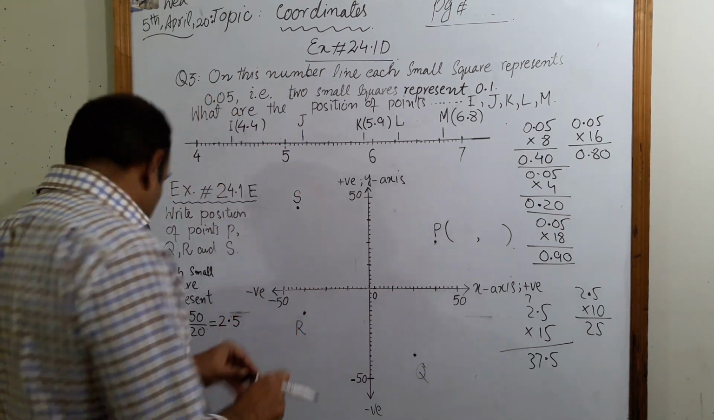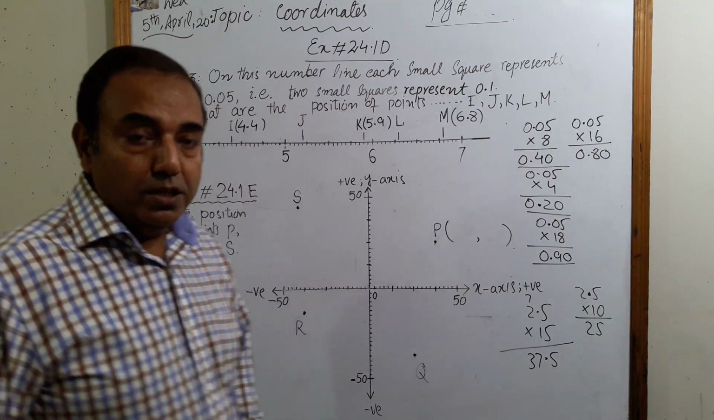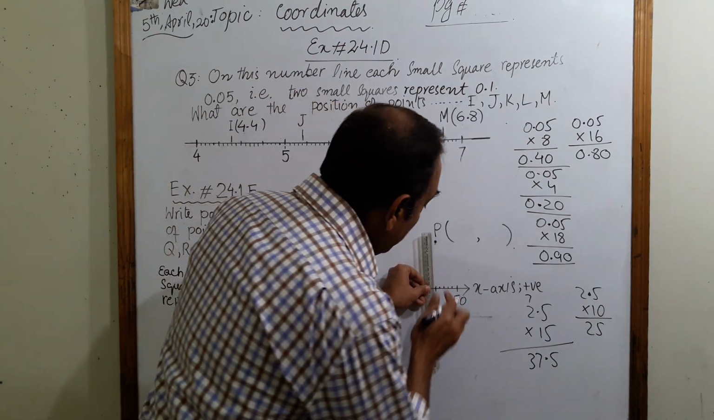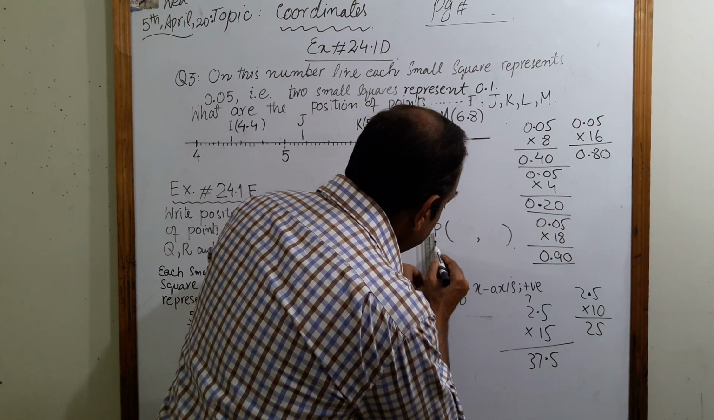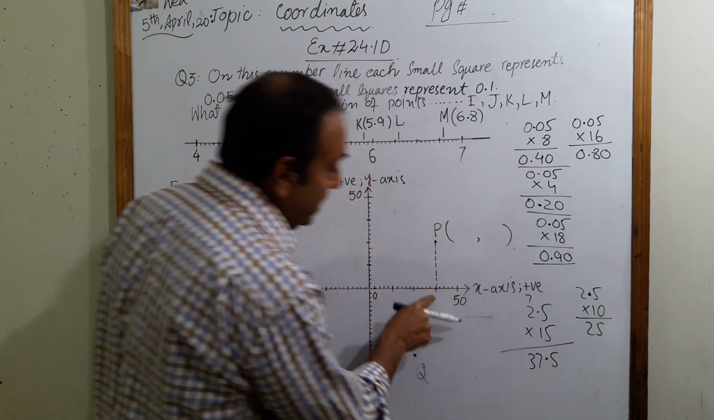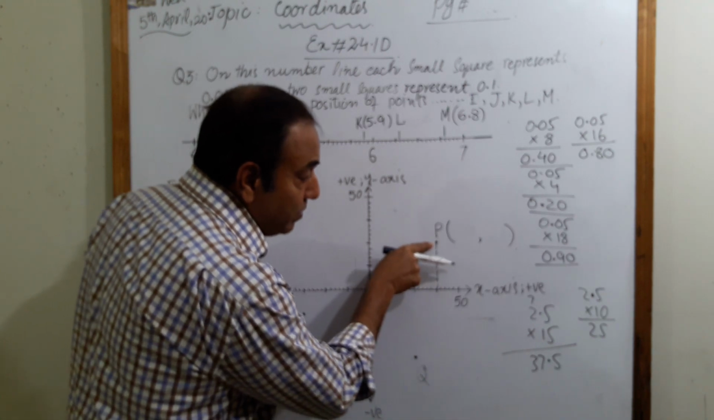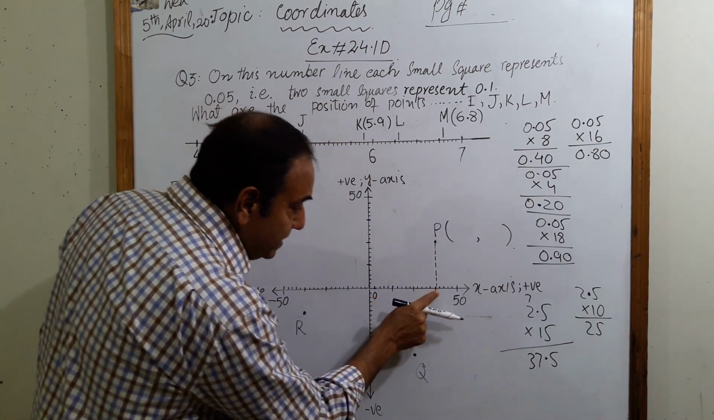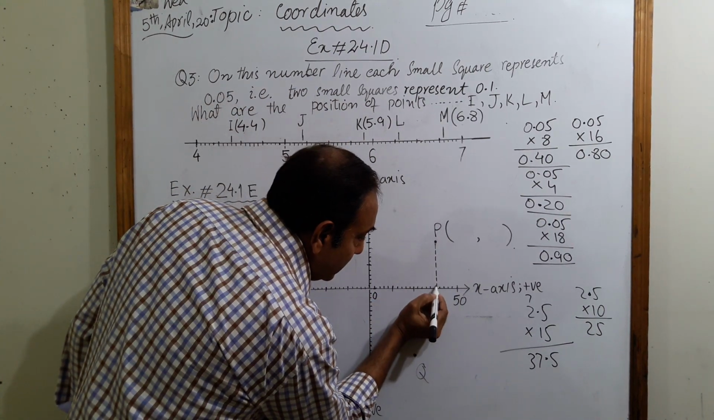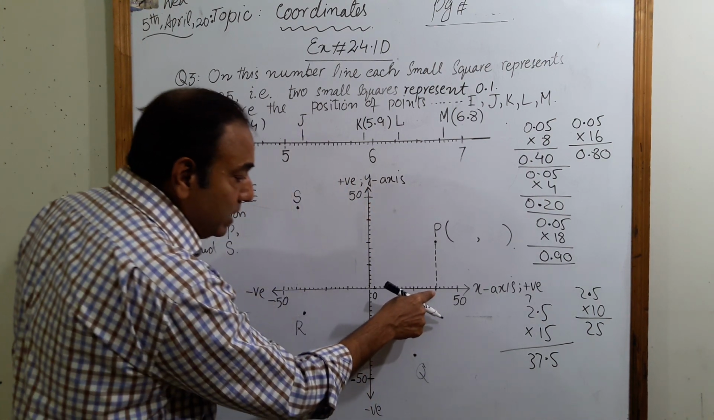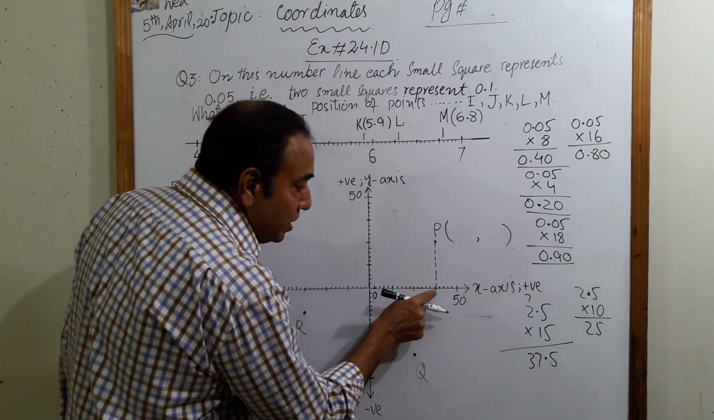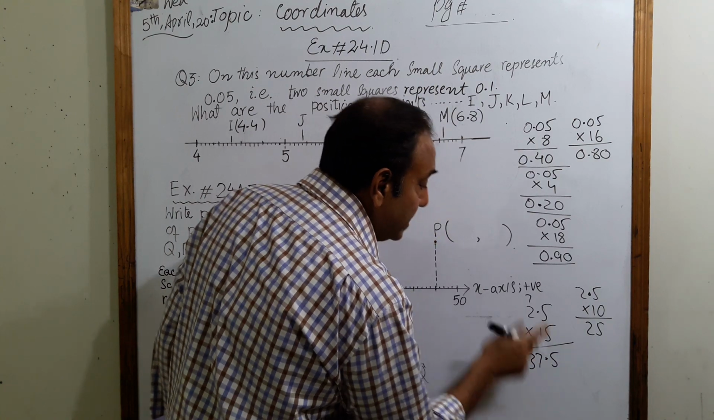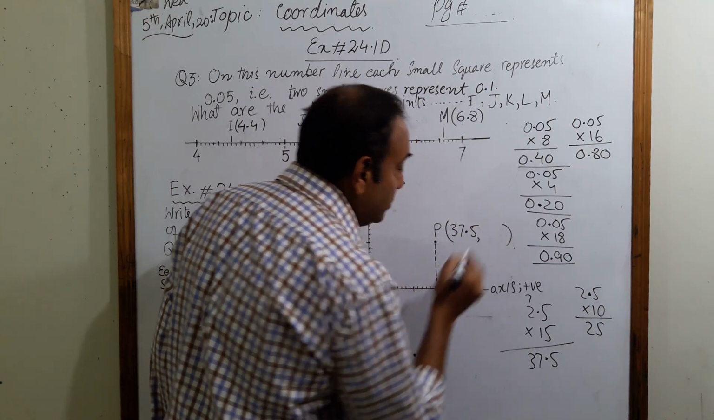So now look, to calculate the x coordinate of P, you have to drop a perpendicular on the x-axis like this. Like this you have to draw a perpendicular from point P to calculate the value of x. Now look at this. This line comes to this point. Now count the number of small squares from the origin to this line. They are 15. So you have to multiply 2.5 by 15. The answer becomes 37.5. So this is your x coordinate.